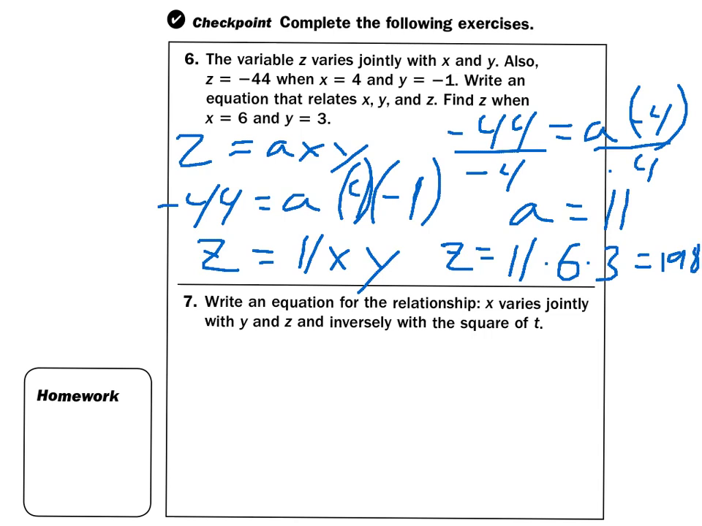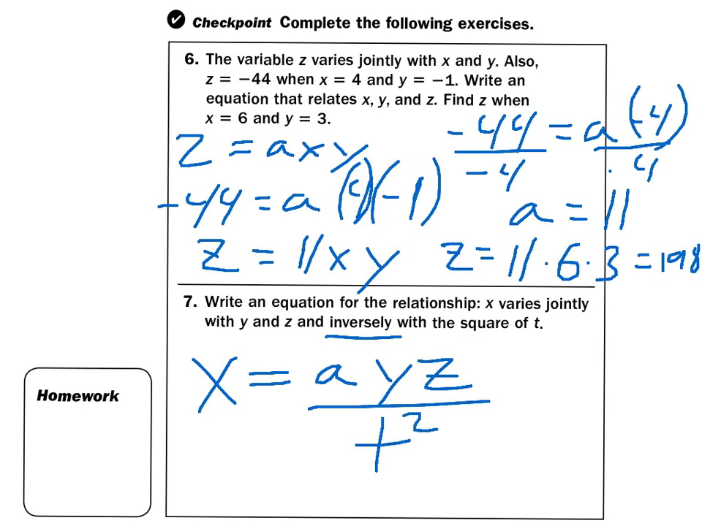And on this next one, write an equation for the relationship. X varies jointly with Y and Z, and inversely with the square of T, over T squared. There you go. All right, great job.